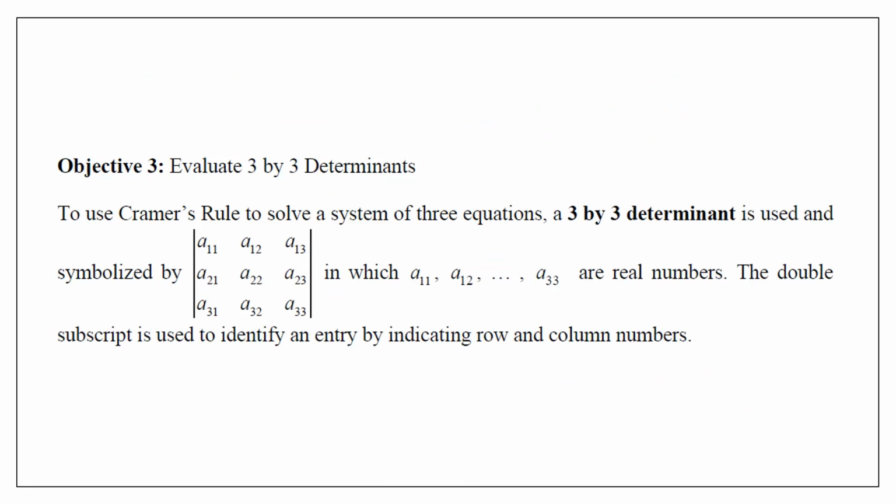Objective 3. Evaluate a 3 by 3 determinant. To use Cramer's rule to solve a system of 3 equations, a 3 by 3 determinant is used and is symbolized by the determinant presented here, in which all of the a subscript ij's are real numbers. So all of the entries within the determinant are real numbers. The double subscript is used to identify an entry by indicating row and column numbers.